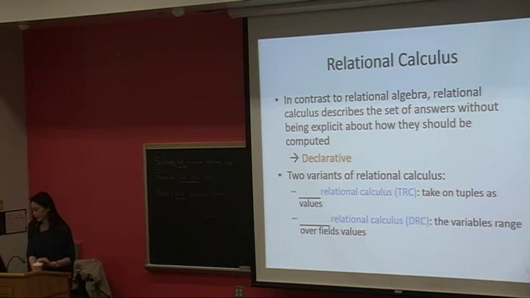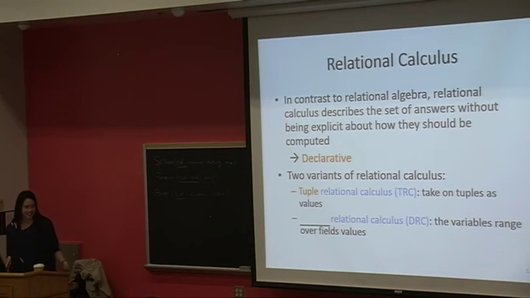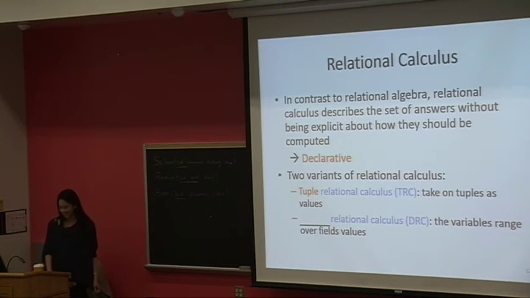So there are 2 variants of relational calculus. The first one is basically take on tuples as values. So it's called TRC. What do you think the T stands for? Take on tuples as values. The T is tuple. Okay, just tuple relational calculus.